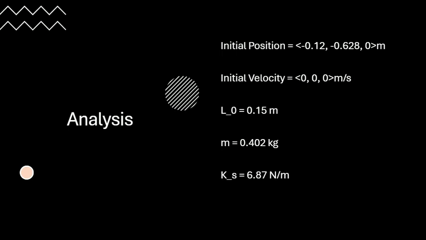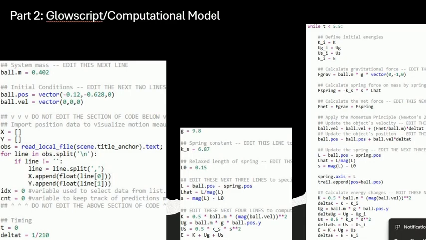Now, after analyzing the Tracker data, we find that the initial position is negative 1.2, negative 0.628, 0 meters, and since the spring mass system begins at rest, its initial velocity will be 0 meters per second. Additionally, in the pre-lecture videos, video 51 shows that the initial compression distance of the spring is 0.15 meters, the mass of the spring mass system is 0.402 kilograms, and that the spring constant is 6.87 newtons per meter.